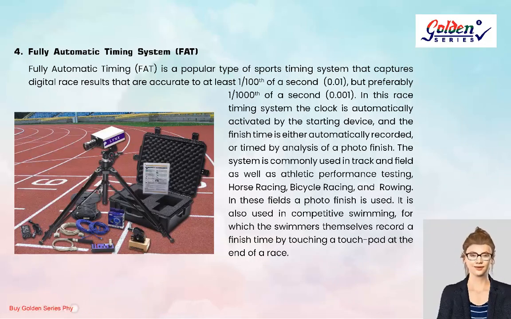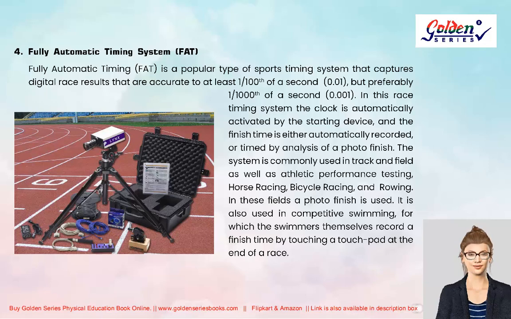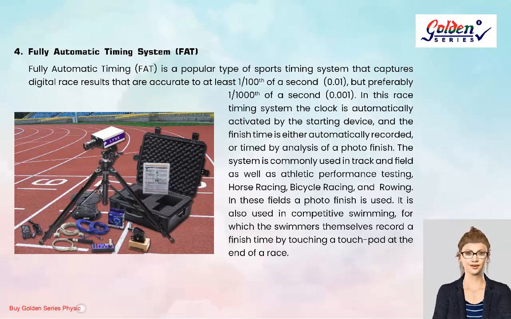4. Fully automatic timing system, FAT. Fully automatic timing, FAT, is a popular type of sports timing system that captures digital race results that are accurate to at least 1/100th of a second, 0.01, but preferably 1/1000th of a second, 0.001. In this race timing system, the clock is automatically activated by the starting device, and the finish time is either automatically recorded or timed by analysis of a photo finish.